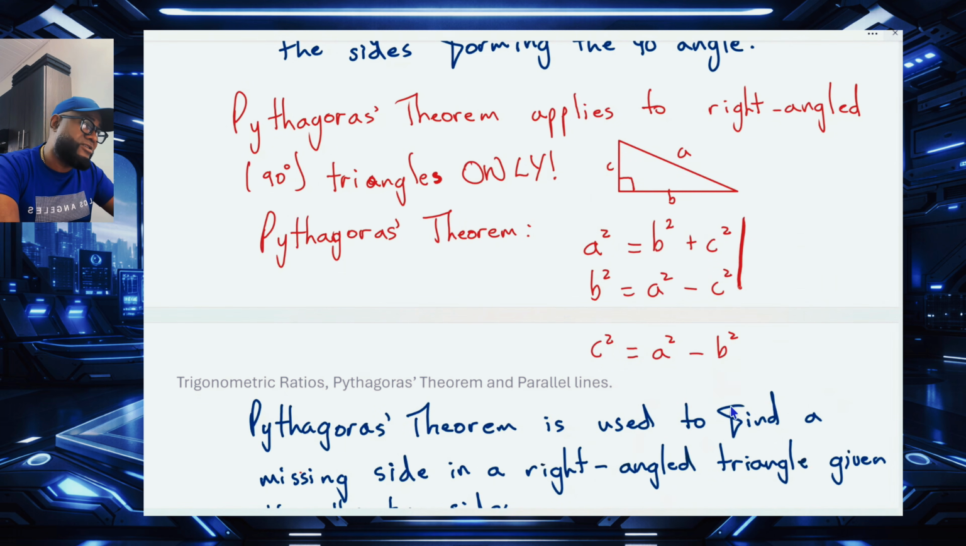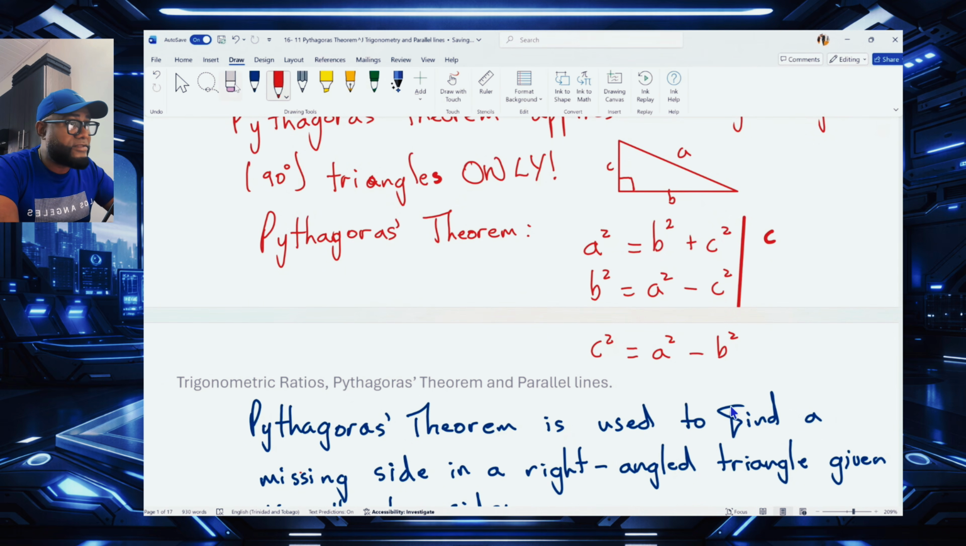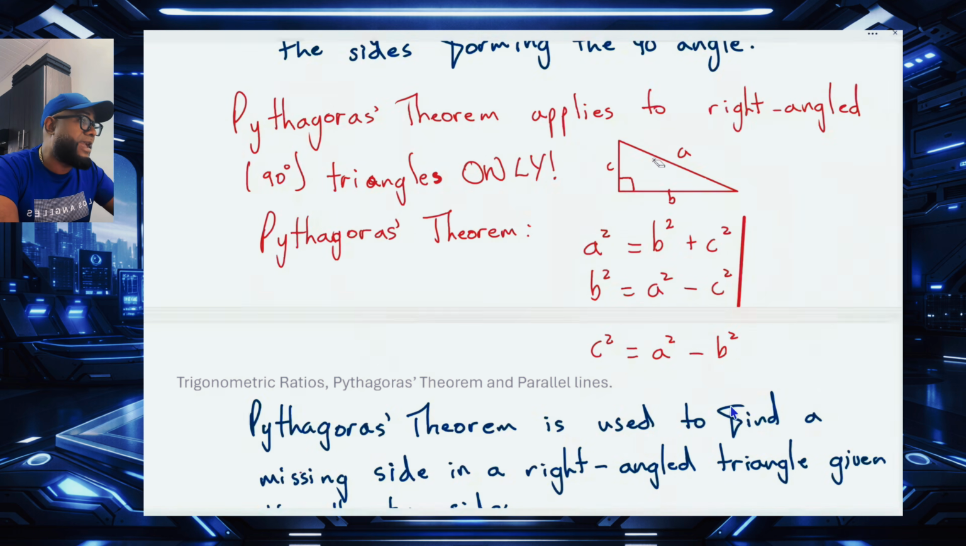Now, some people write their theorems differently, right? I see a lot of teachers now writing it like this. They put C as the hypotenuse, right? But this is how I write mine. I put A squared is equal to B squared plus C squared, right? Where A is the hypotenuse. Everybody clear there?